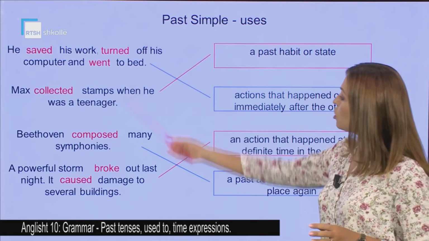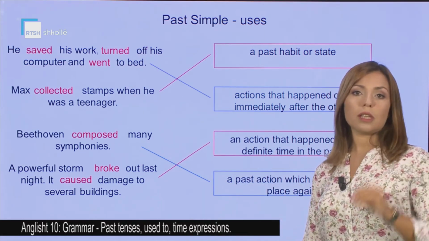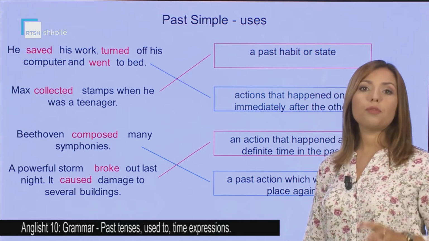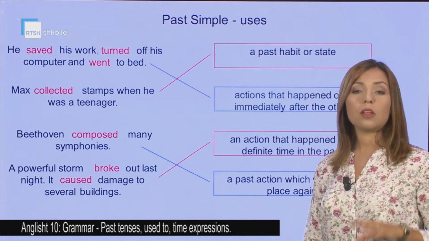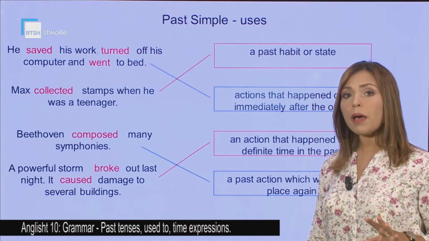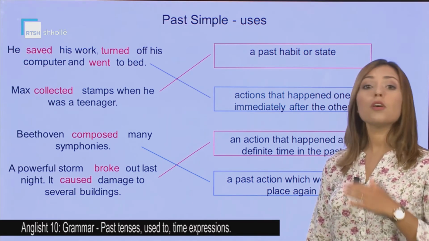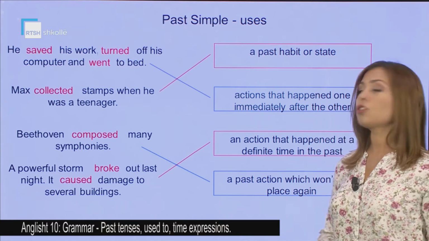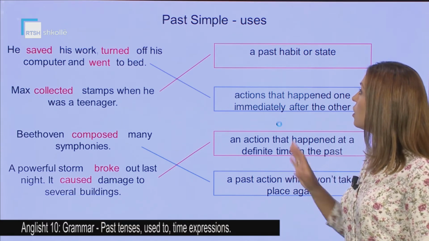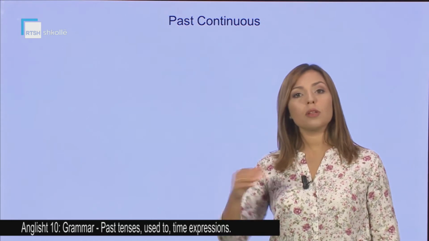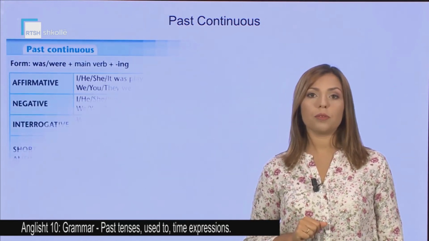So we saw 4 different sentences with 4 different uses of the past. All of them happen in the past. We know when they happen because they are finished. They are done as actions. All right. We finished with the past simple. Let's go and see now the past continuous.